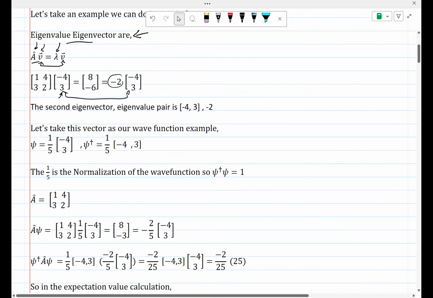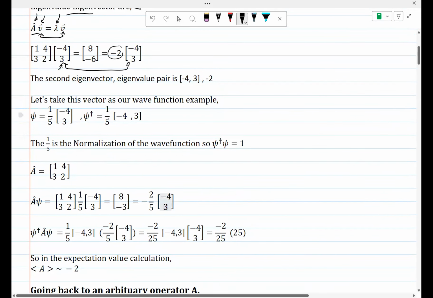So let's do an example of what happens when we try to calculate the expectation value of this matrix A. We're going to see that it's actually just the eigenvalue. Since we know the eigenvector for this particular matrix is -4, 3, I'm going to define a wave function and put a 1/5 in front of it. That's just because I want this wave function to normalize to 1, and we're going to see why that's the case. And this is the eigenvector that we already know exists.